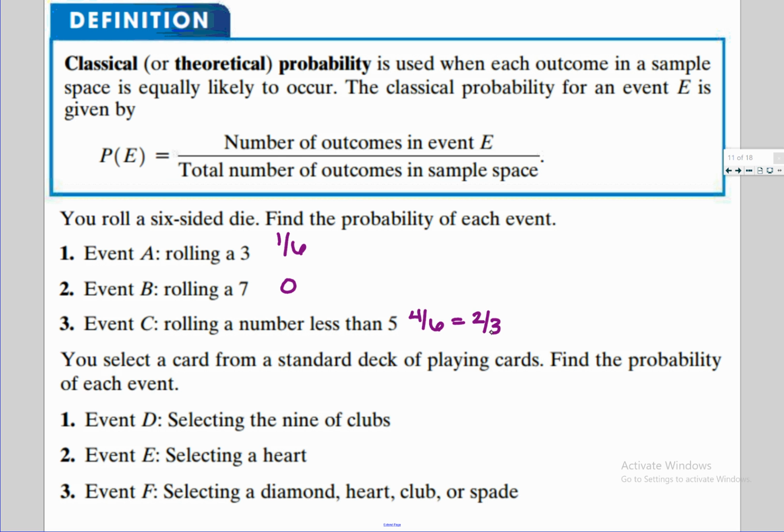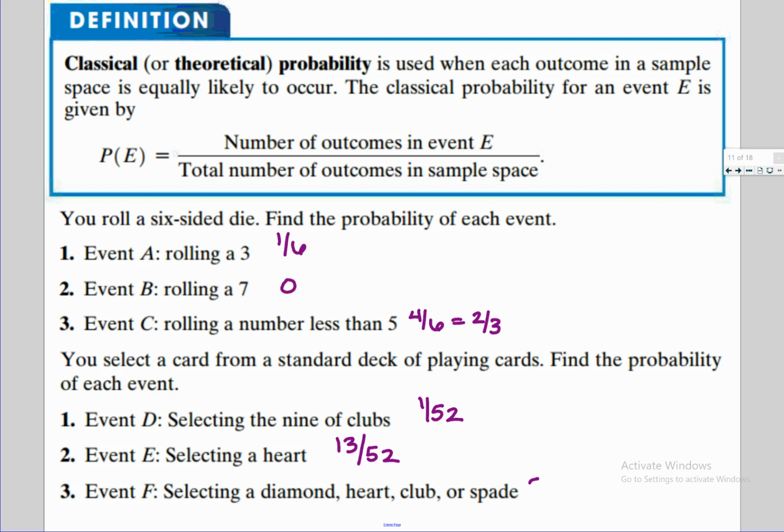Okay. You select a card from a deck of playing cards, and we want to find the probability of each event. So the next event is selecting a 9 of clubs. How many 9 of clubs are in a deck? 1 out of 52. How many hearts are in a deck? There are 13 of each suit. Yeah, so 13 hearts, 13 diamonds. Just take that 52 and divide it by 4. And then what is the probability of selecting a diamond, a heart, a club, or a spade? Even more than that.